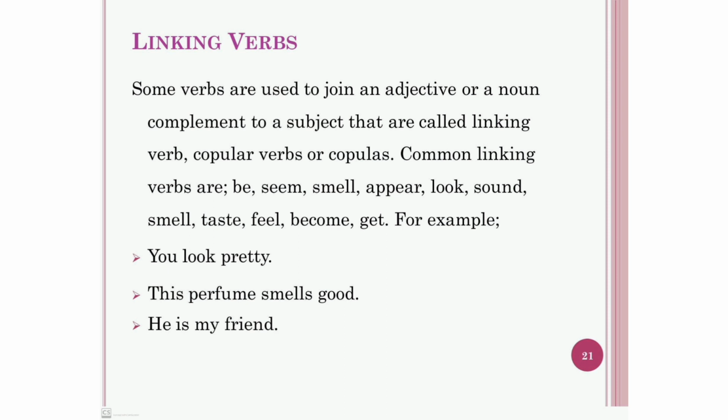Linking verbs. Some verbs are used to join an adjective or a noun complement to a subject, and they are called linking verbs, copular verbs, or copulas. Common linking verbs are be, seem, appear, look, sound, smell, taste, feel, become, get, etc. For example, you look pretty. This perfume smells good. He is my friend.